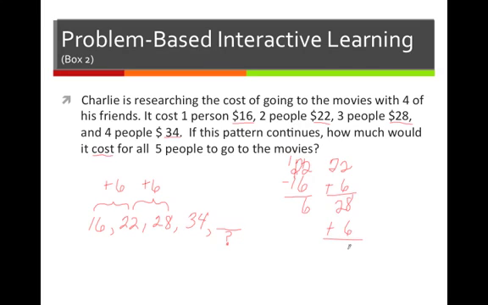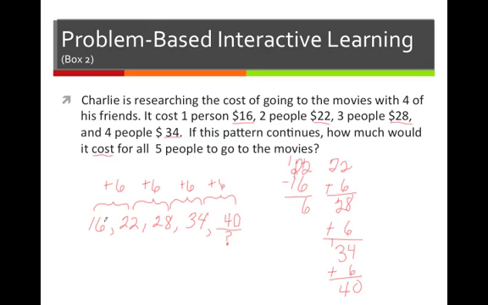6 and 8 is 14. 2 and 1 is 3. And that is what I got here, increasing by 6. And so I'm going to add 6 to 34. And 6 and 4 is 10. 3 and 1 is 4. So the number for 5 people, if I add 6 to 34, would be $40.